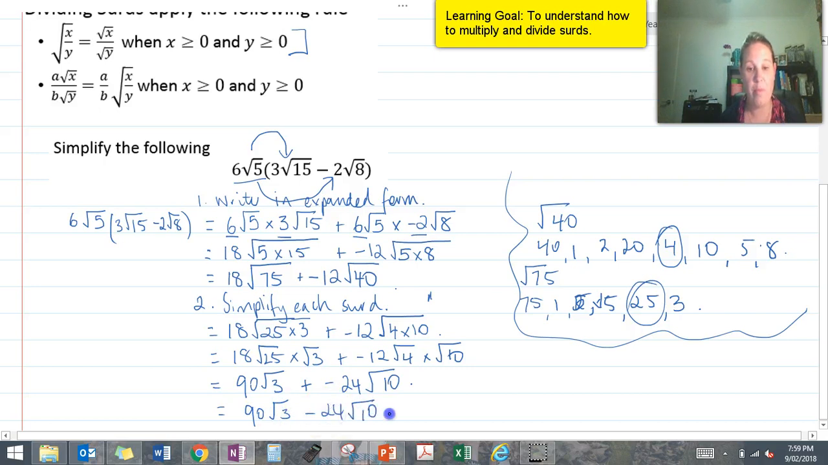And that's our final answer, because we can't simplify 10 anymore, which means we can't add those values together. Okay guys, so that's how you multiply and divide surds.